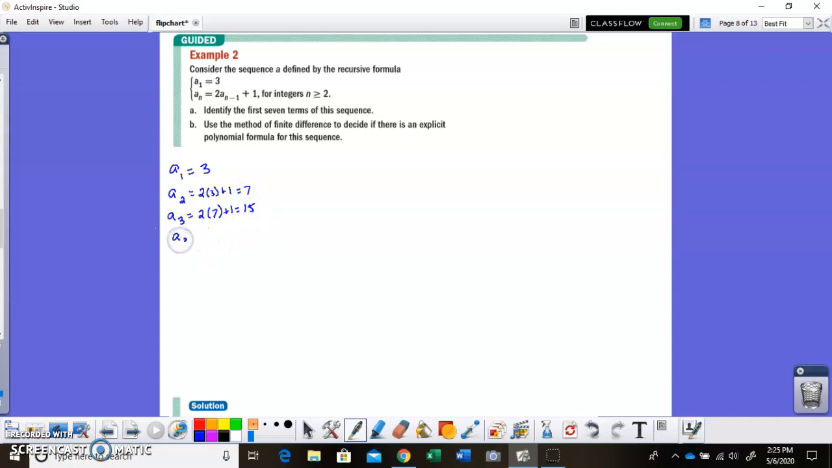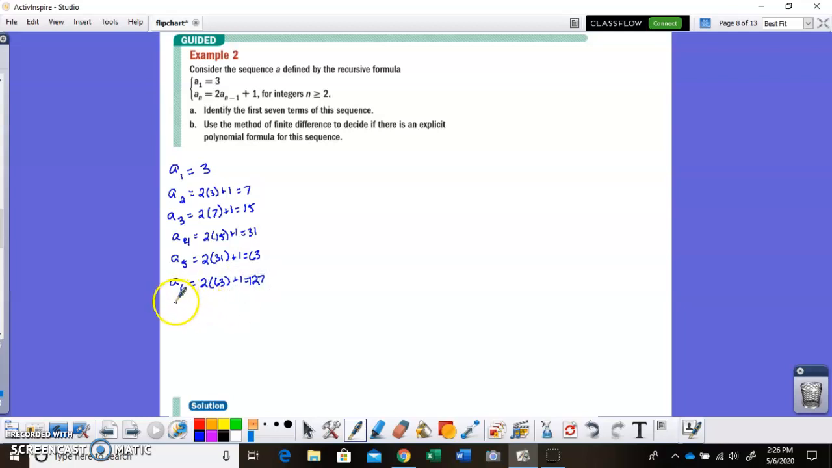The fourth term, we're now up to the fourth term, right, is going to be 2 times 15 plus 1. So that gets us 31. The fifth term is going to be 2 times the previous term of 31. So that's 62 plus 1 will be 63. The sixth term is going to be 2 times the 63. So that's 126 plus 1 more would get us 127.